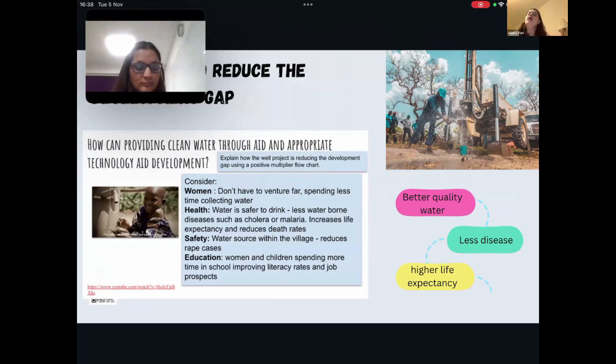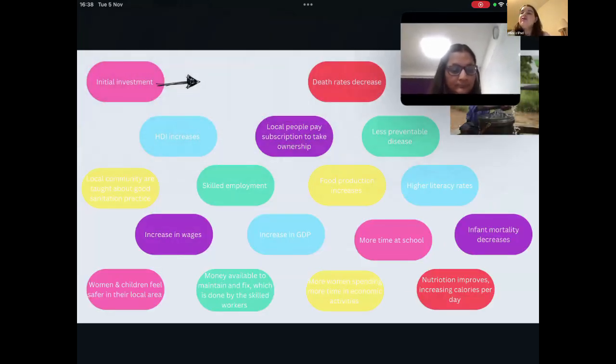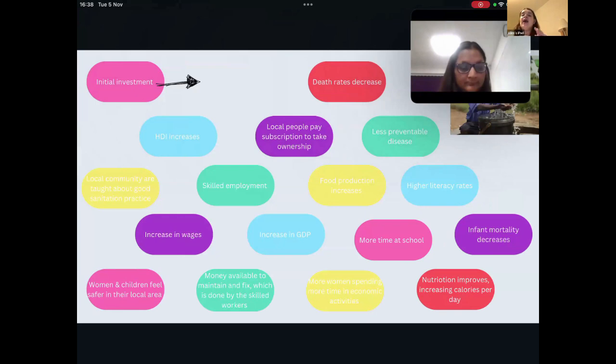But what we get them to think about is how this is actually connecting to the development of the local community, but also Uganda as well. We could get them to think about a really simple chain of events like better water quality, less disease, higher life expectancy. But actually we want them to think more like this. And I put this up on the board for them, and I want them to make as many chains as possible. And so they're really thinking widely and deeply about this one project.